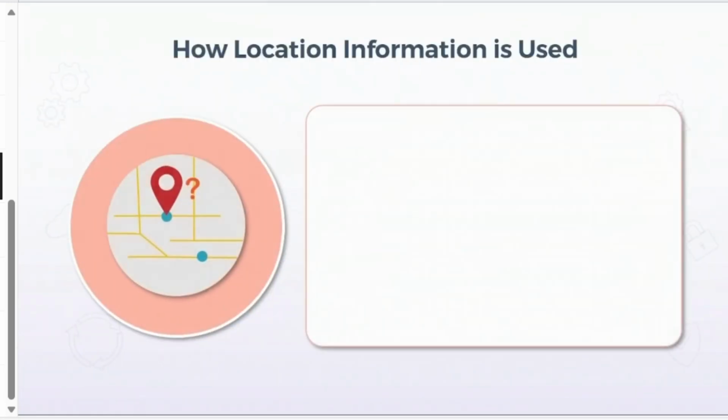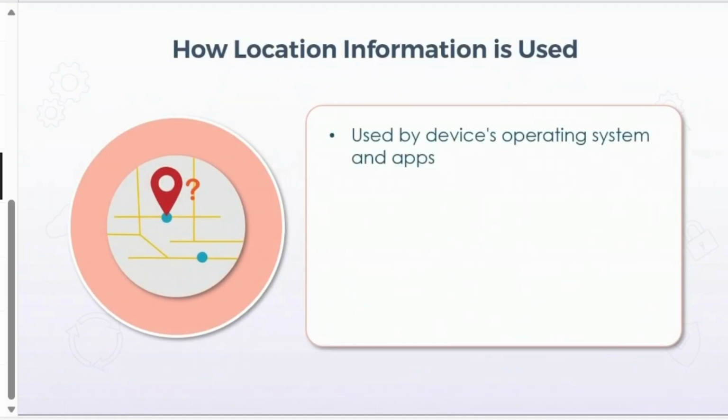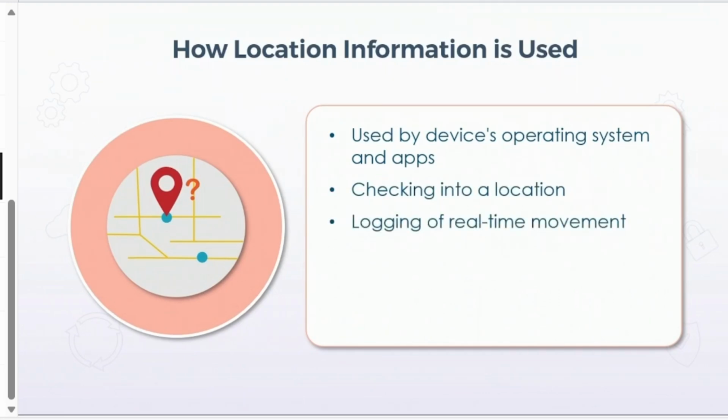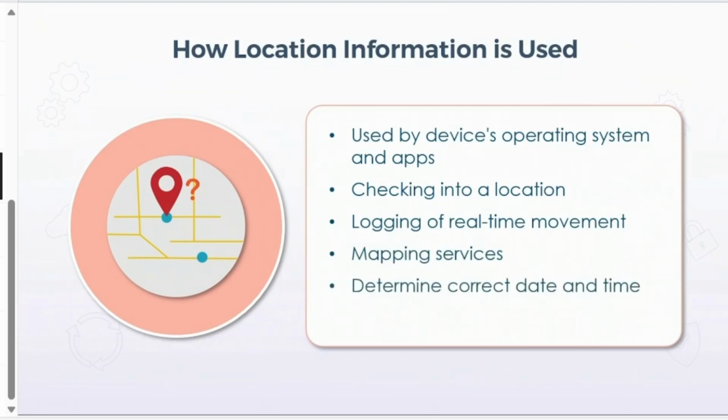From that point, the location services feature of your mobile device can be used by the operating system itself, or more commonly by the apps you have installed, to indicate precisely where you are. Examples of this include checking into a location on a social media app, logging real-time movements, such as the example I mentioned earlier of using a fitness app to track your path, using any kind of mapping service, and also determining the correct date and time. For example, automatically adjusting the time for daylight savings or adjusting the date to compensate for a leap year.